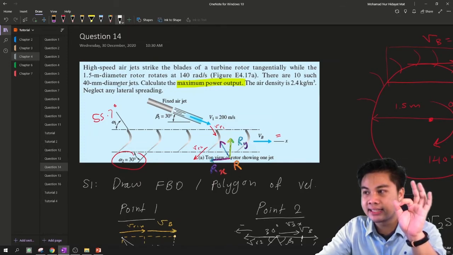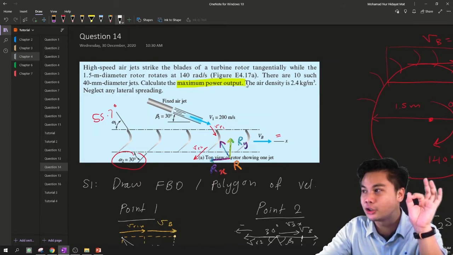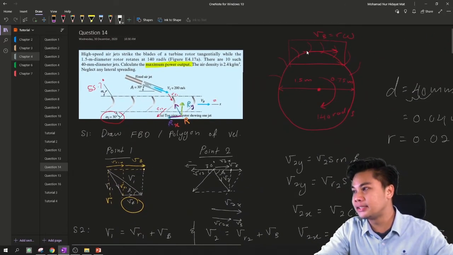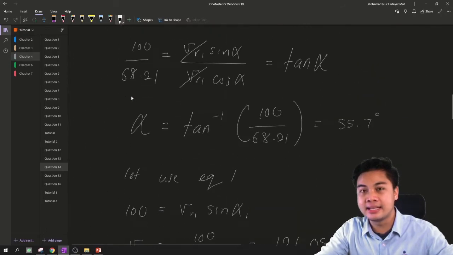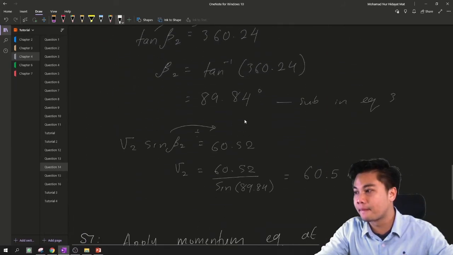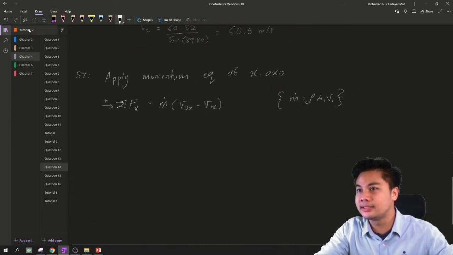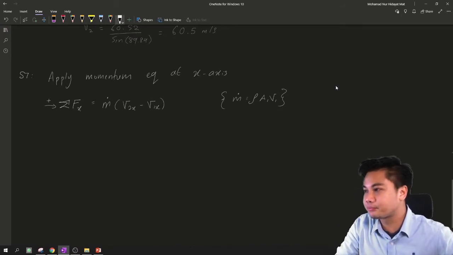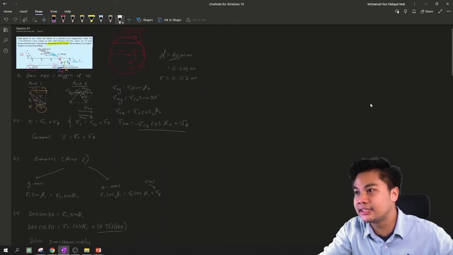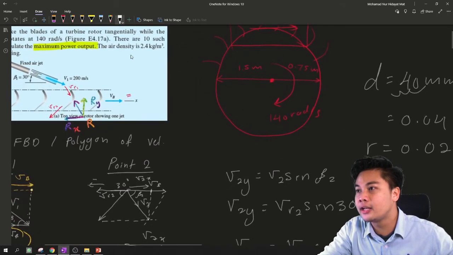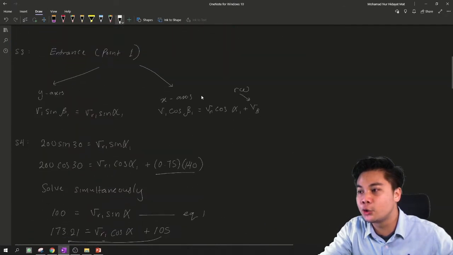So since the air jet is 40 millimeter, the radius is 20 millimeter. So we are not using this 1.5 meter diameter of rotor. We consider this one, you can see the red color. So this jet is 40 millimeter diameter. Therefore, it is circular in shape. Therefore, we can directly apply this equation of mass flow rate, which is the density of air. We are using the air medium. So it is given that the density of air here is 2.4 kilogram per meter cubed.